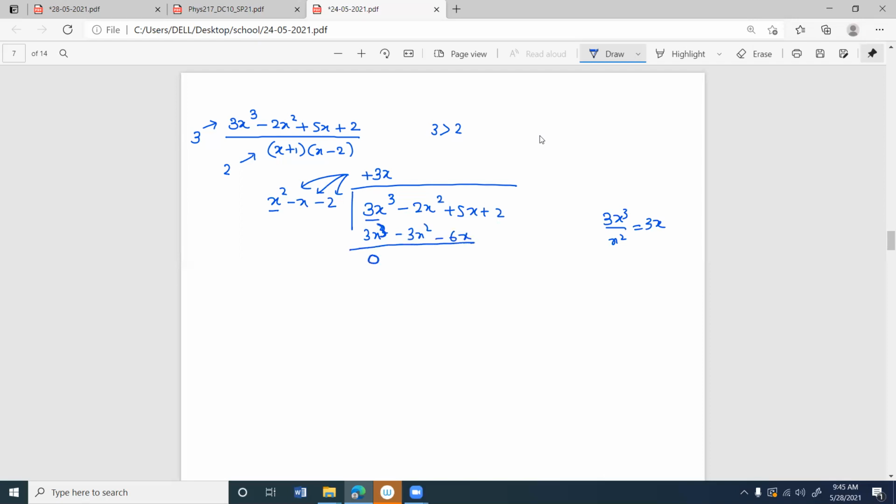This is 0. Minus 2 minus 3 is plus 3. It's plus x squared. 5 minus minus 6 is plus 11x. Plus 2. Now see, first term to first term, x squared to x squared. How many x squared terms are there for x squared? It's turned out to be 1. Plus 1.